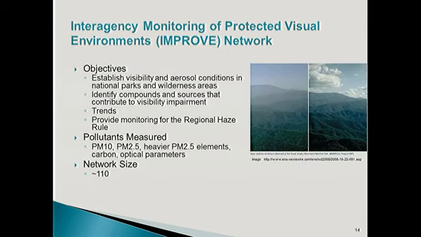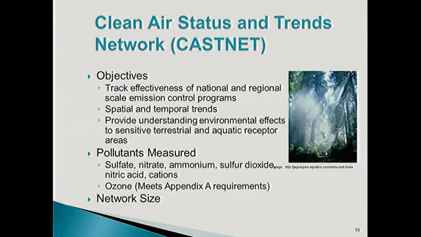Next, I'm talking about the Interagency Monitoring of Protected Visual Environments. That is a mouthful, or the IMPROVE program, which is a lot easier to say. This was established in 1987 to essentially protect the areas that are sensitive ecosystems, such as national wild parks, and they just wanted to establish visibility and aerosol conditions in the national parks. They're primarily looking at visibility. So we're looking at the heavier PM components, optical parameters, PM 2.5, and also regional haze. The network size for this is about 110 across the nation.